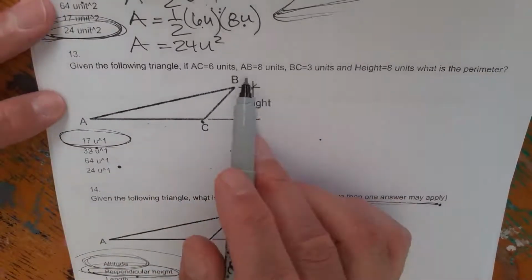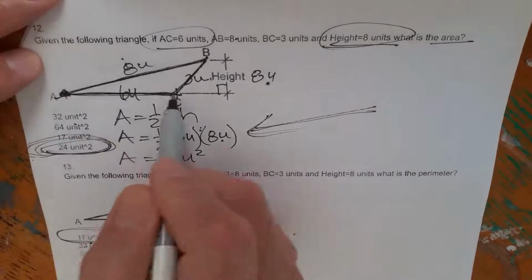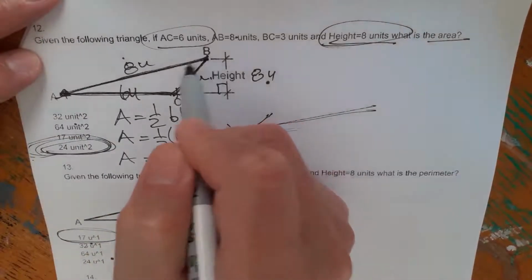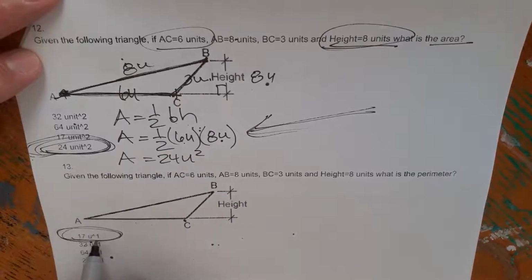Given the following, what have we got? Oh, same dimensions, now we want perimeter. So start here and go 6. 6 plus 3 is 9. 9 plus 8 is 17. 17 units to the 1 power.